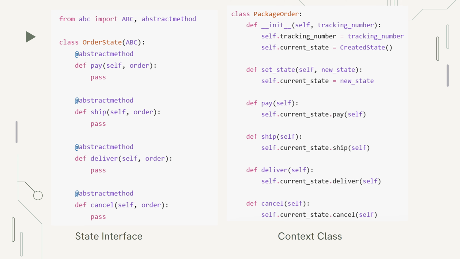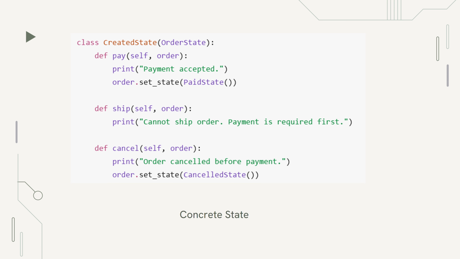This is one of the concrete states. In created state, paying is allowed and moves the order to paid state. Shipping is rejected because the order has not been paid yet. Canceling is allowed and moves the order to cancelled state.